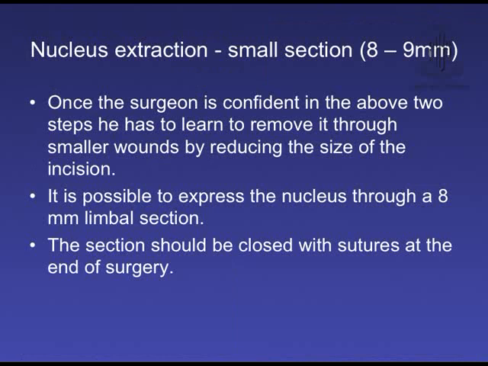Now the next step is nucleus extraction through a smaller section, which is 8 to 9 millimeters. Till now the surgeon was doing all the steps through the routine ECCE section, which was a larger section of about 10 to 11 millimeters. Now the section is reduced to 8 to 9 millimeters. Once the surgeon is confident in the above two steps, he has to learn to remove it through a smaller wound by reducing the size of the incision. It is possible to express the nucleus through an 8 millimeter limbal incision.